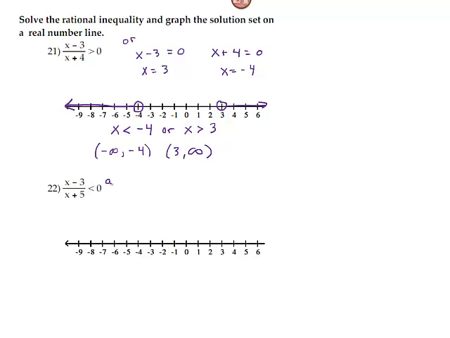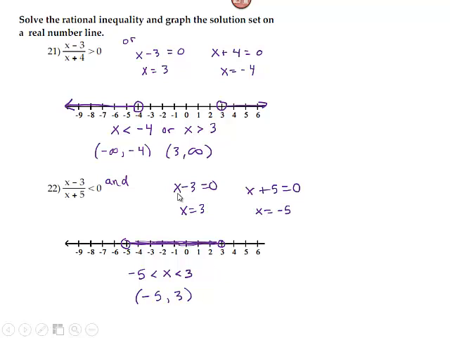This is less than, so it's an and problem, so we'll shade between. Set each part equal to 0. And put those two numbers on our number line and shade in between. So our inequalities would be -5 is less than x is less than 3. And our set notation is that x is between -5 and 3. So that's all there is to it.